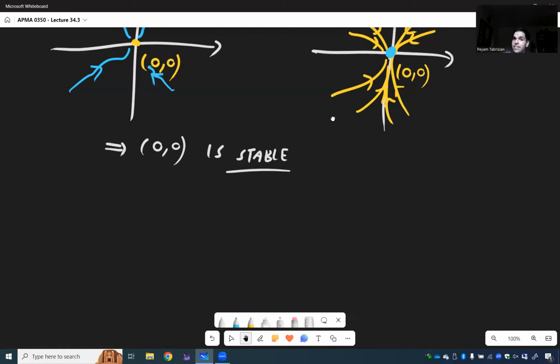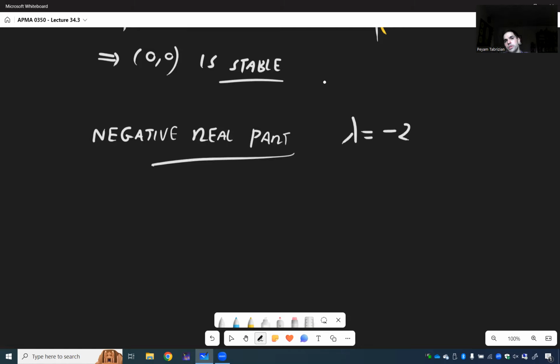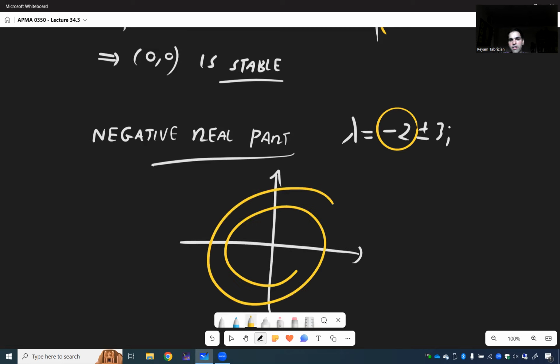The next thing I want to address is, why do we say negative real part? Why is this still stable? Think like lambda is -2 plus -3i. Well, in this case, if you draw the solutions, then they will spiral inwards towards the equilibrium point. And it's still true that solutions near the equilibrium point get close to the equilibrium point. So let's say this is maybe (0, 0). And that's why we still call it stable.